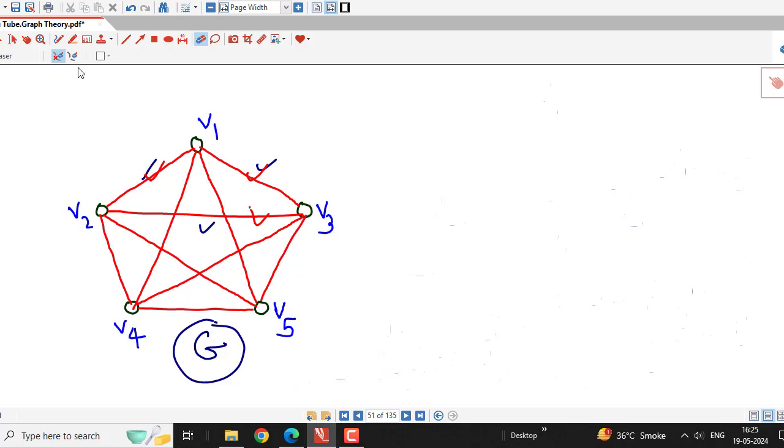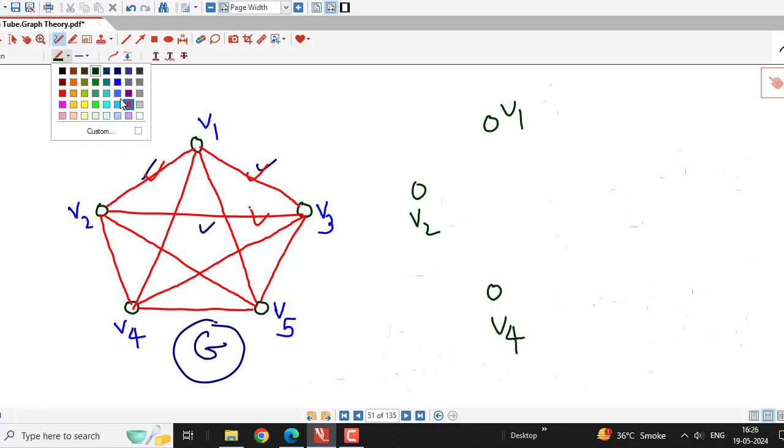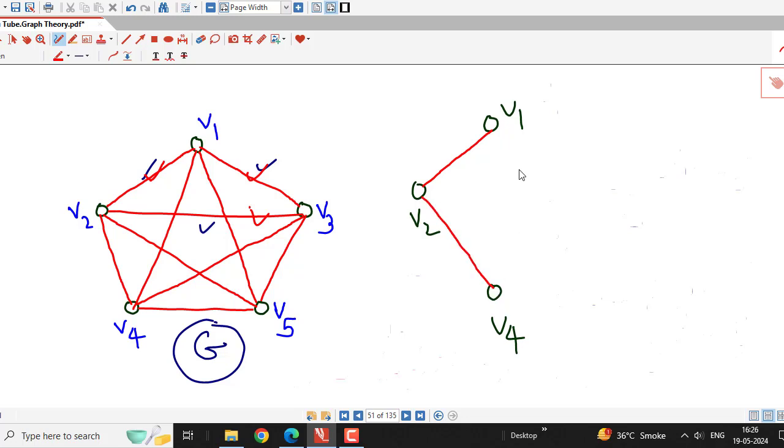Suppose I want to construct edge disjoint subgraphs. Then suppose I consider these 2 vertices V1, V2, and suppose I consider V4 also. So I am taking these 3 edges: edge connecting V1 and V2, edge connecting V2 and V4, and edge connecting V1 and V4.